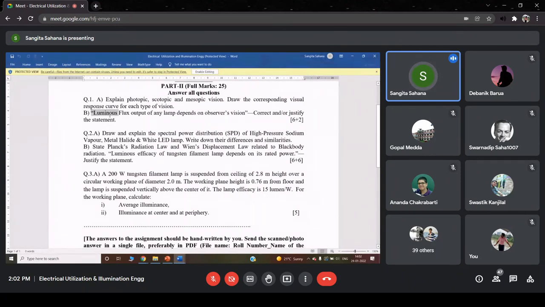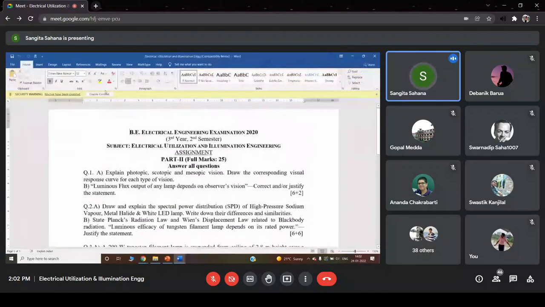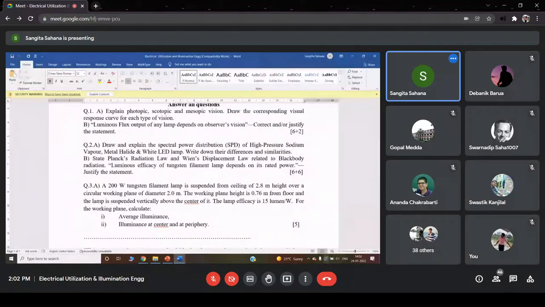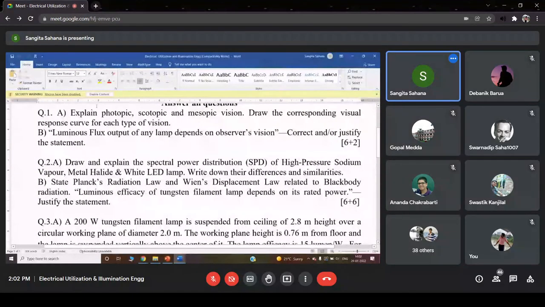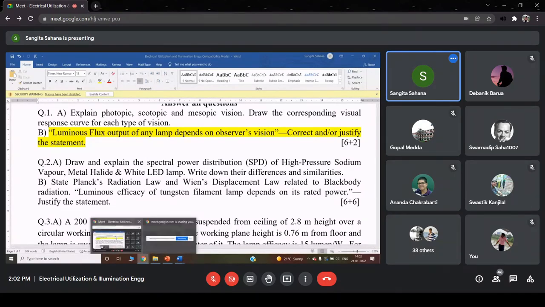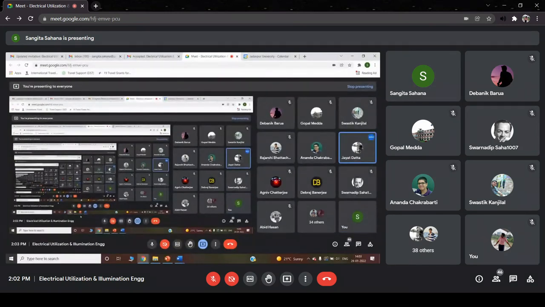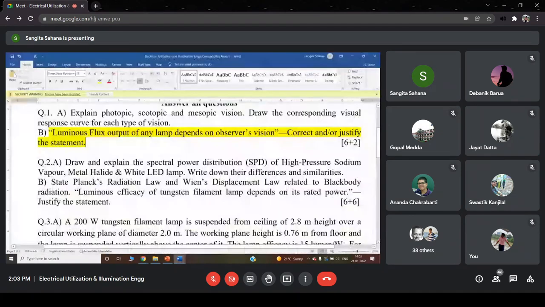Can any of you explain this question? Luminous flux output of any lamp depends on observer vision, is it correct? Correct or not, and justify the statement. Anyone, can you explain this one? First of all, is it correct or not? Oh, I think it's correct. Explain why.